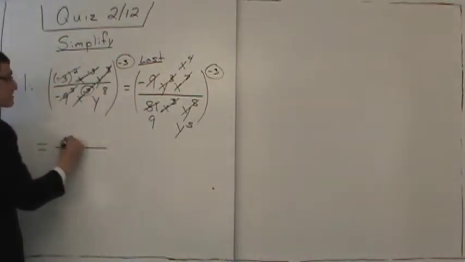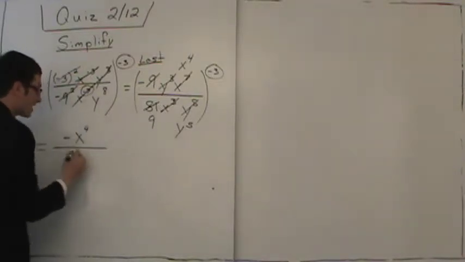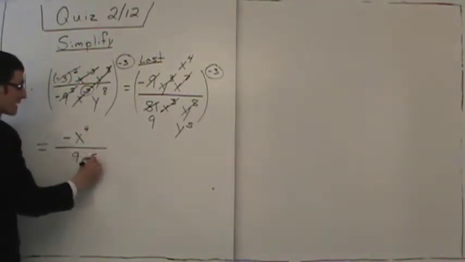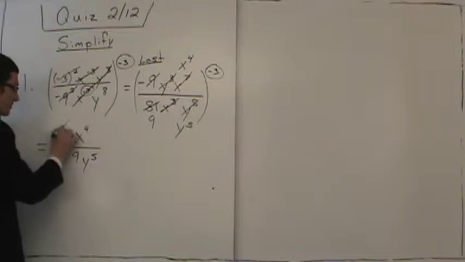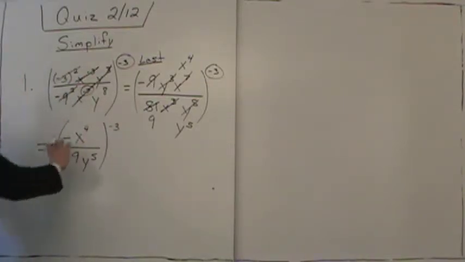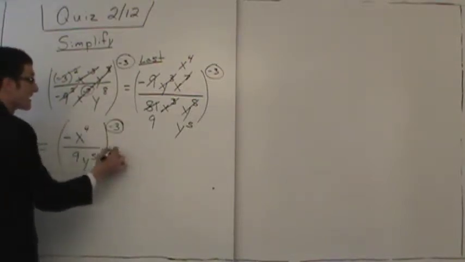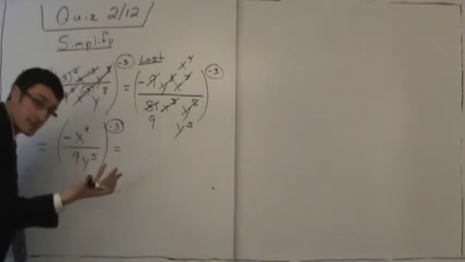We have negative on top, and we also have x to the 4th over 9y to the 5th, and all of this to the -3rd power. Now that we've dealt with what's on the inside, it is very simple. We can deal with what's on the outside. Remember, negative exponents mean flip what's inside.